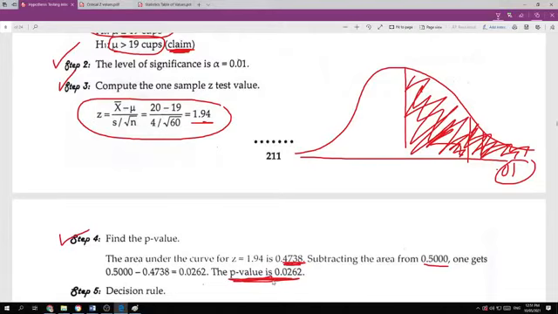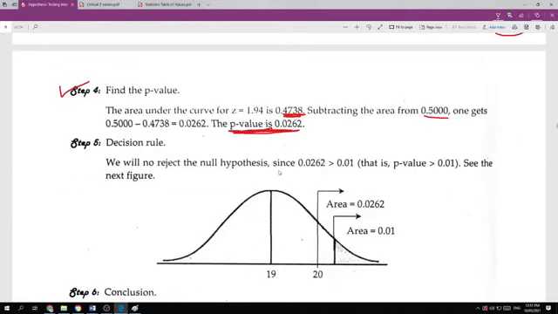Sir, how do you decide now? It's so simple. The decision making is this. If the p-value is greater than 0.1, the alpha, then we will not reject the null hypothesis. If the p-value is less than 0.01, then we will reject the null hypothesis. Take note of that. If the p-value is greater than the alpha, this is do not reject. Okay? This is do not reject.